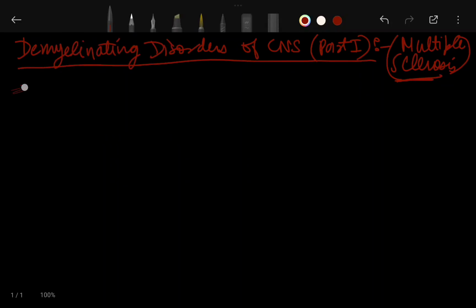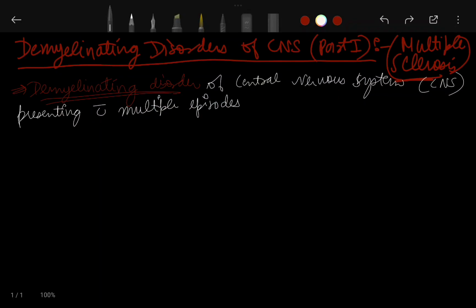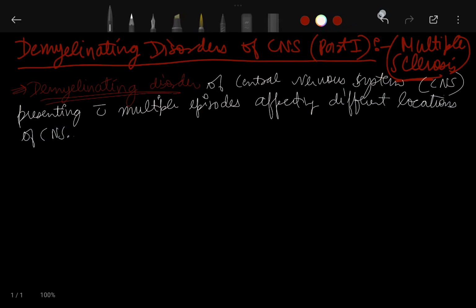Now, what is a demyelinating disorder? In a demyelinating disorder of the central nervous system, it presents with multiple episodes affecting different locations of the CNS. Any demyelinating disorder presents with multiple episodes and it usually affects different locations of the CNS.